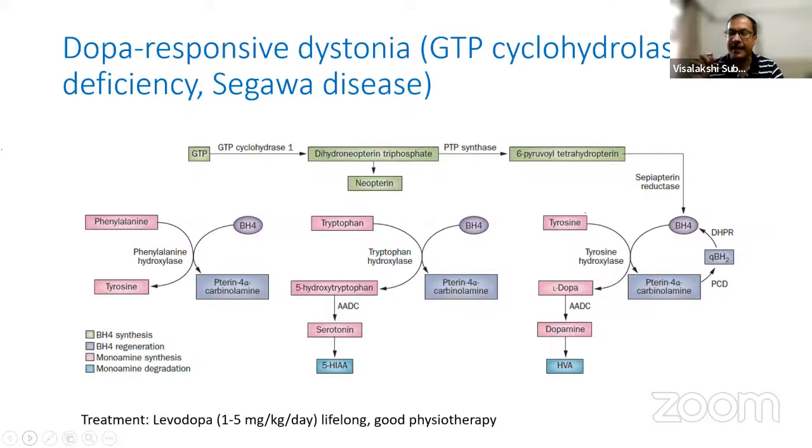Because they have some residual enzyme. So what happens is at night, your dopamine stores get repleted because it starts working. In the morning, they are reasonably well, but as the day goes on, the dopamine gets depleted, and that's why they become worse towards the evening and fall more often afterwards.